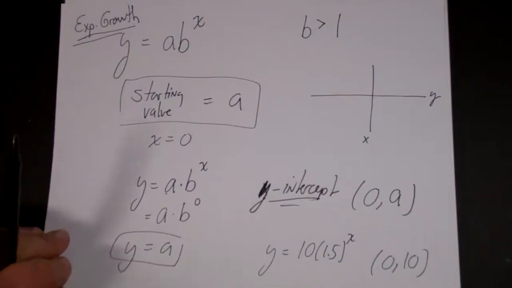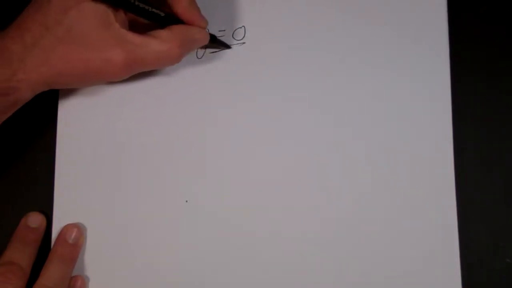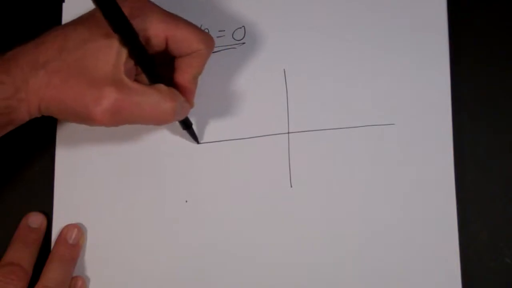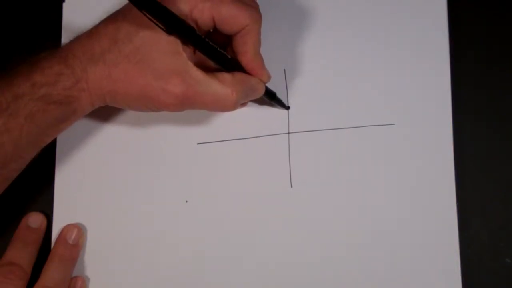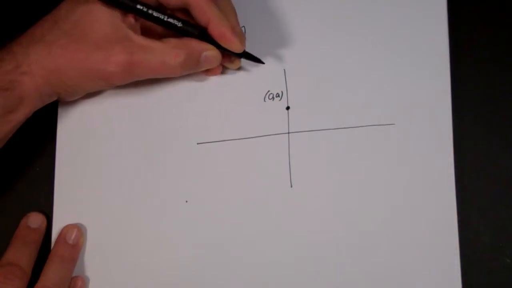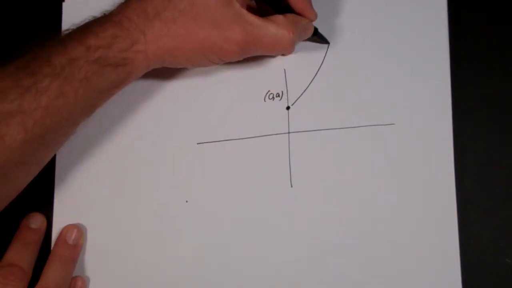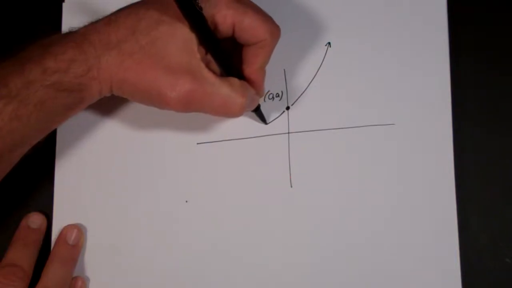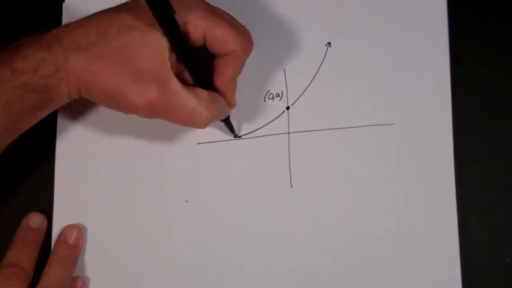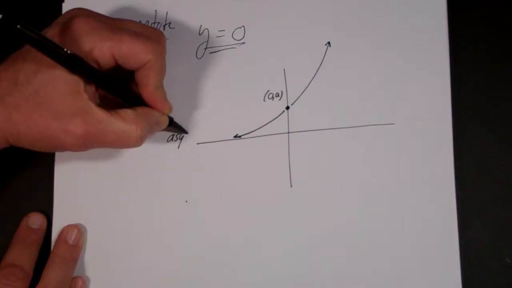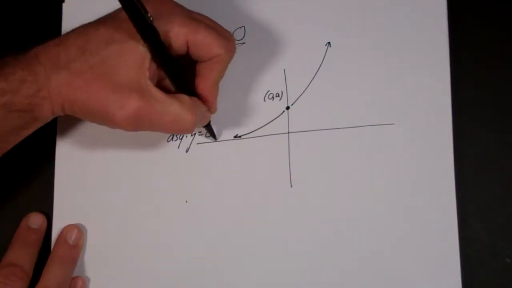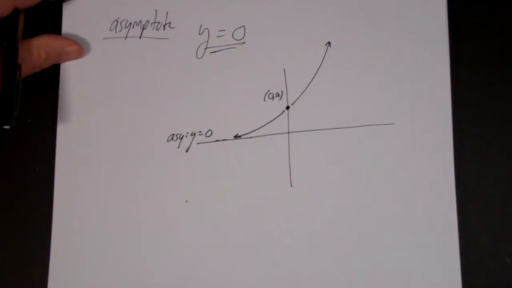The second thing about exponential growth functions is that they have what's called an asymptote. The asymptote is going to be a horizontal line, y is equal to 0. So the general form of the graph is going to look like this. This point right here is going to be (0, a). It's going to grow in this direction and decline in this direction, but it's going to get closer and closer to the value of y equals 0, so we just say the asymptote is y equals 0, and that's the general form of the function.